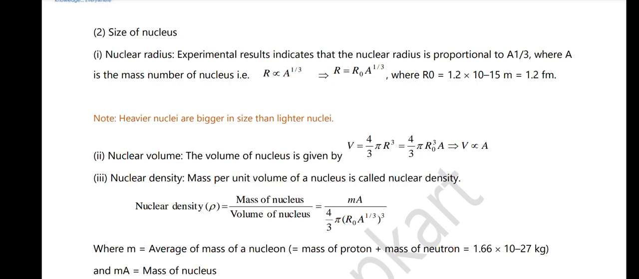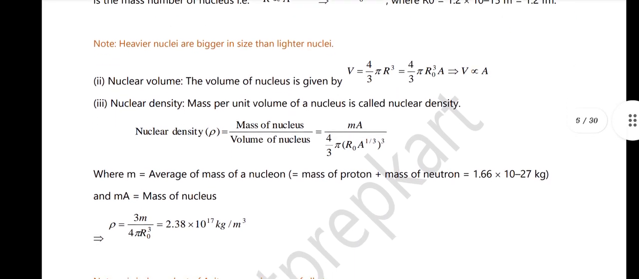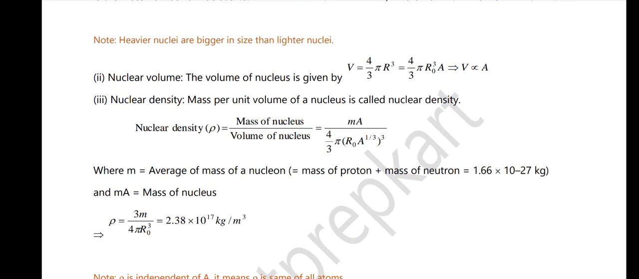Now is the nuclear volume. The volume of the nucleus is given by the formula V equals 4 by 3 pi r cubed, which is 4 by 3 pi r0 A. Mainly you can take it as V equals 4 by 3 pi r cubed, it is better.